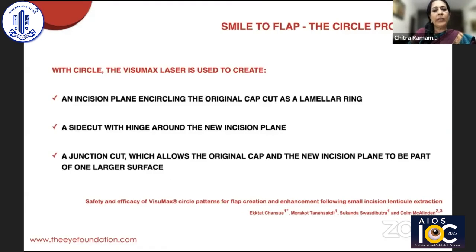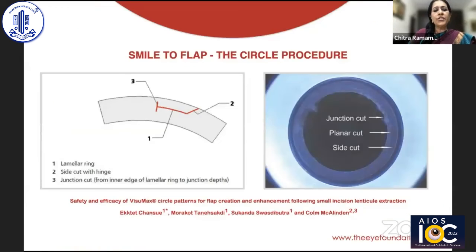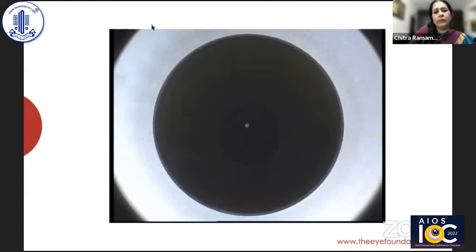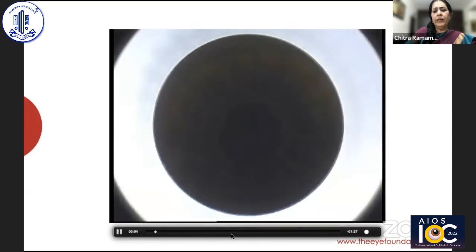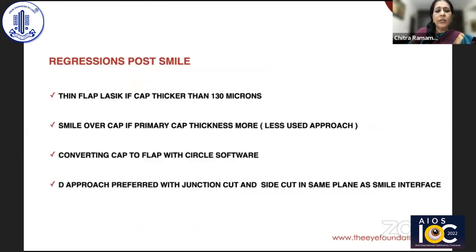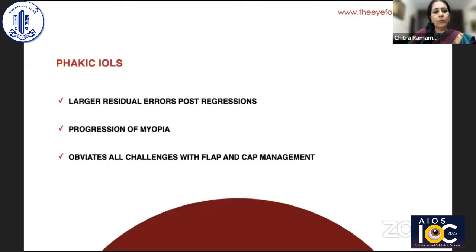And CIRCLE software again has been very well shown. Largely we would prefer to do a D cut, although as she had said, the A cut is not creating a lamellar ring and goes either deeper or more superficial to the pocket. In a D cut, you go right in the same plane and create a lamellar ring, and then go ahead and do a junction cut and lift the flap. So I'm just showing how the flap gets lifted and how routine this procedure is. So essentially, when you're thinking of doing regression treatment post-SMILE, it really makes sense to do a PRK procedure, or if you want to do CIRCLE software, a D approach would be most ideal.